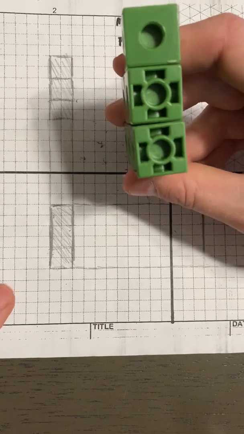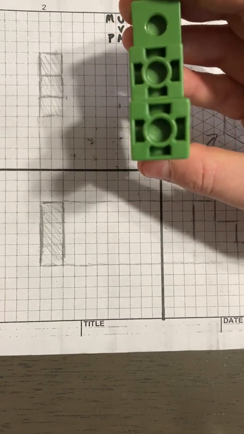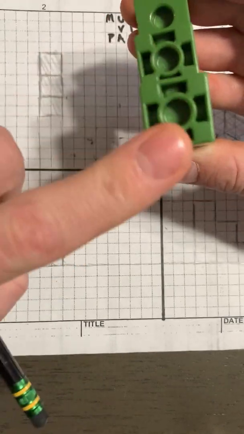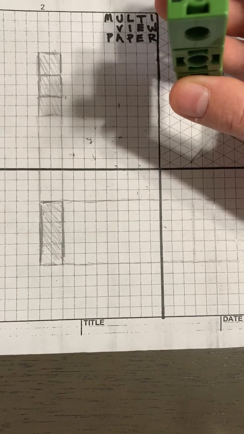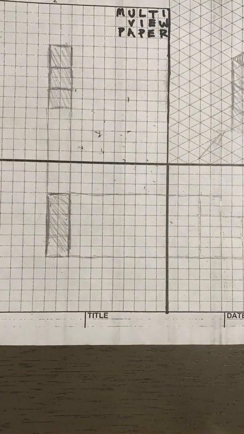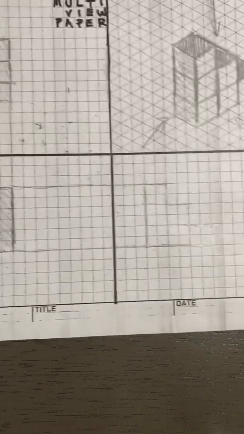And then the top, when you look at the top, actually does have depth changes because this has a height of 3, this has a height of 2, this has a height of 1. So each of these are different depths. So these lines would actually stay. So that's why this would be the multi-view of this image.